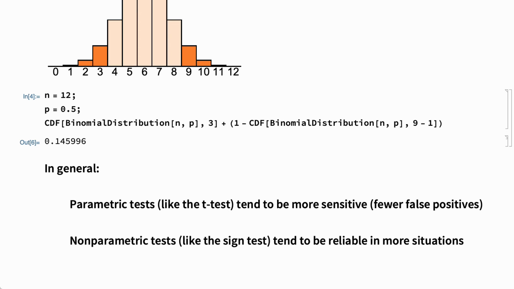The advantage of the sign test is that it can be used in situations where conditions for the validity of the t-test are not satisfied. These principles are quite general. Parametric tests tend to be more sensitive, but the conditions for validity of a parametric test are generally more restrictive.